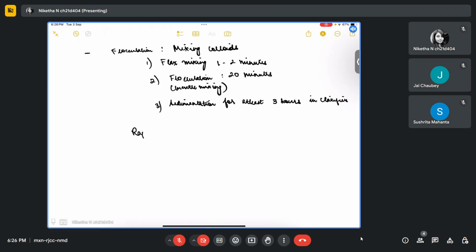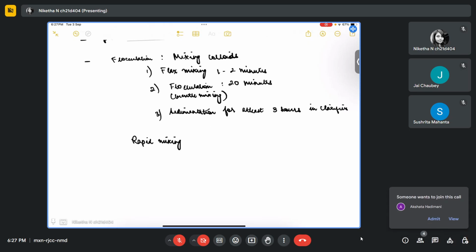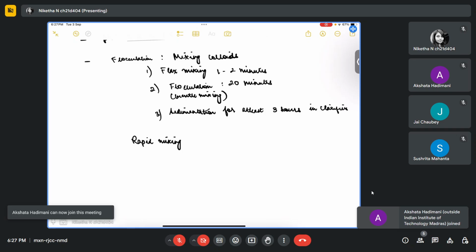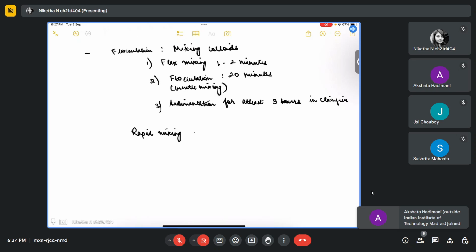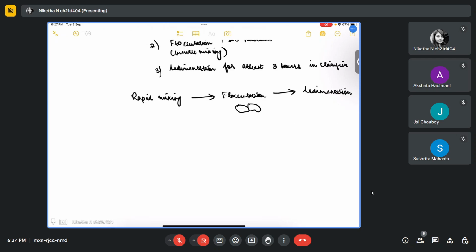So it's just rapid mixing. Rapid mixing helps in neutralizing the charge, and this will be followed by flocculation, which will help in bringing the neutralized particles together, forming flocs, and this will be followed by sedimentation, where all the flocs will settle down. So rapid mixing will help in neutralizing the particles.